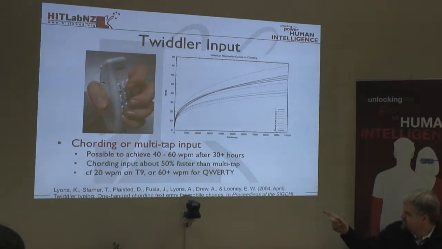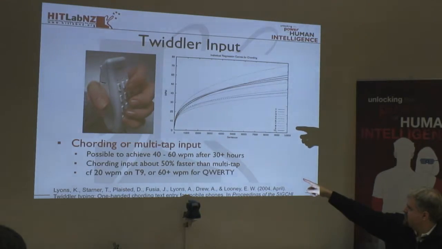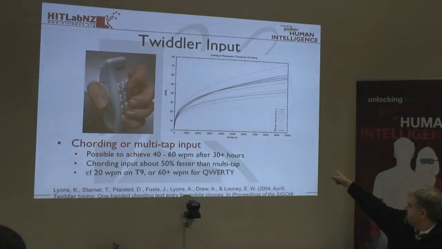And it's much faster than using, for example, multi-tap key input on a mobile phone. If you have a T9 phone where you've got to push each button that number of times for a letter, you get maybe 20 words per minute. This graph shows the number of words per minute as people type more and more text. You can see they've done 10,000 sentences, and now the words per minute is approaching 60 on average, but some as high as 70 and some as low as 30. So this is a very popular input device.